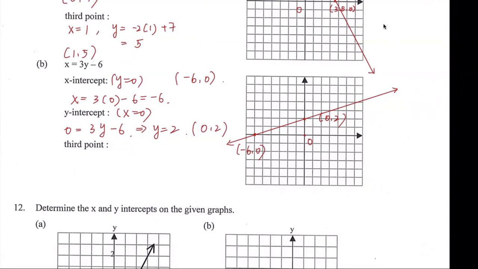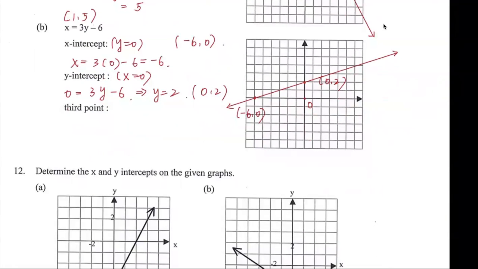Let's get any point. So, for example, if we let x be 3, if x is equal to 3, let's find y. So 3 is equal to 3y minus 6. If we move minus 6 to the left side, that will be 9 is equal to 3y, which means y is equal to 3. So theoretically, 3, 3, this point should be on the straight line.